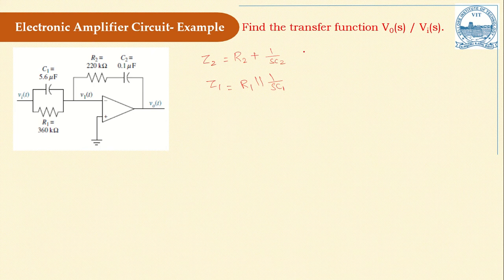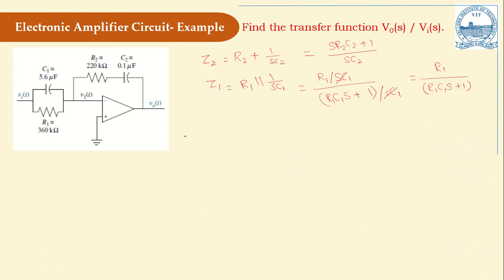Now in this case, we need to use a series-parallel combination simplification. So what I can write here is Z2 equal to (S R2 C2 plus 1) divided by S C2. And for Z1, it is R1 in parallel with 1 divided by S C1, which gives R1 divided by (R1 C1 S plus 1), the whole term divided by S C1. In such case this S C1 and S C1 will get cancelled. So my Z1 value is R1 divided by (R1 C1 S plus 1).